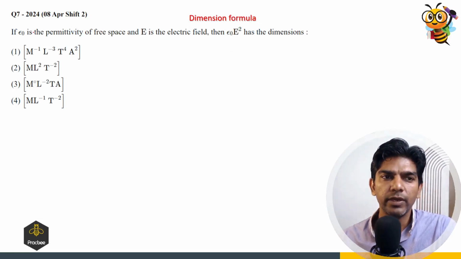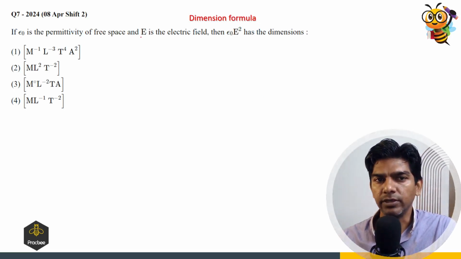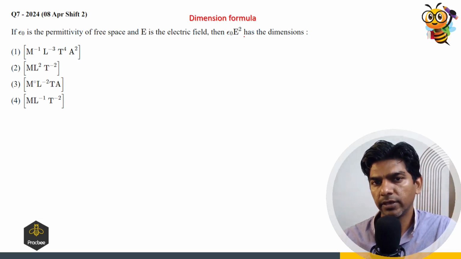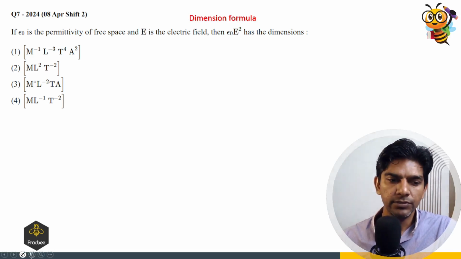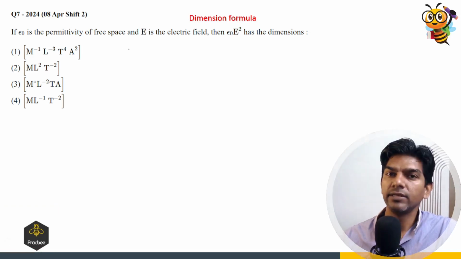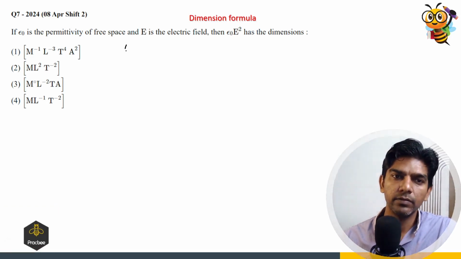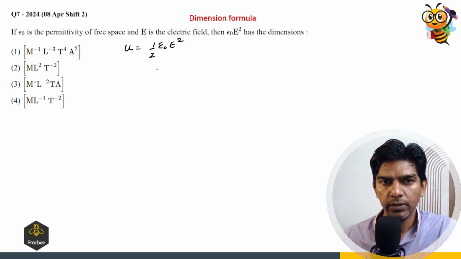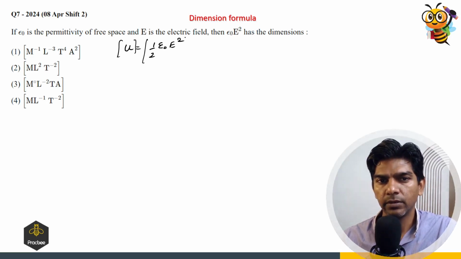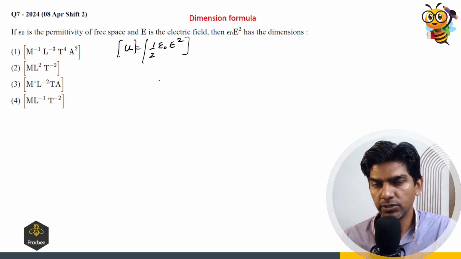Right, so if epsilon naught is the permittivity of free space and E is the electric field, then what is the dimension of epsilon naught times E square? If you remember, the energy density, so the energy contained per unit volume in an electric field, will be given as half epsilon naught E square, right? So we can use this formula. We can say the dimension of epsilon naught E square will be given by the dimension of energy density.